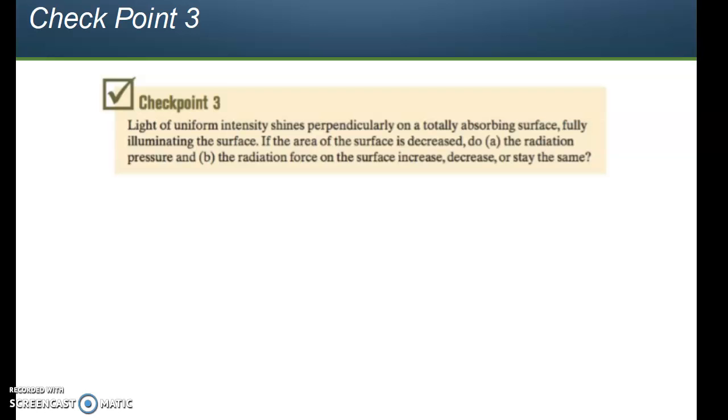Okay. Now the radiation pressure is already per unit area. So that is going to stay the same, isn't it? The radiation force, however, because you no longer have that, you have a different one, is going to be a decrease in that radiation force, right? You can see essentially all they're doing is just asking you about how does area figure in to a pressure calculation versus a force calculation.